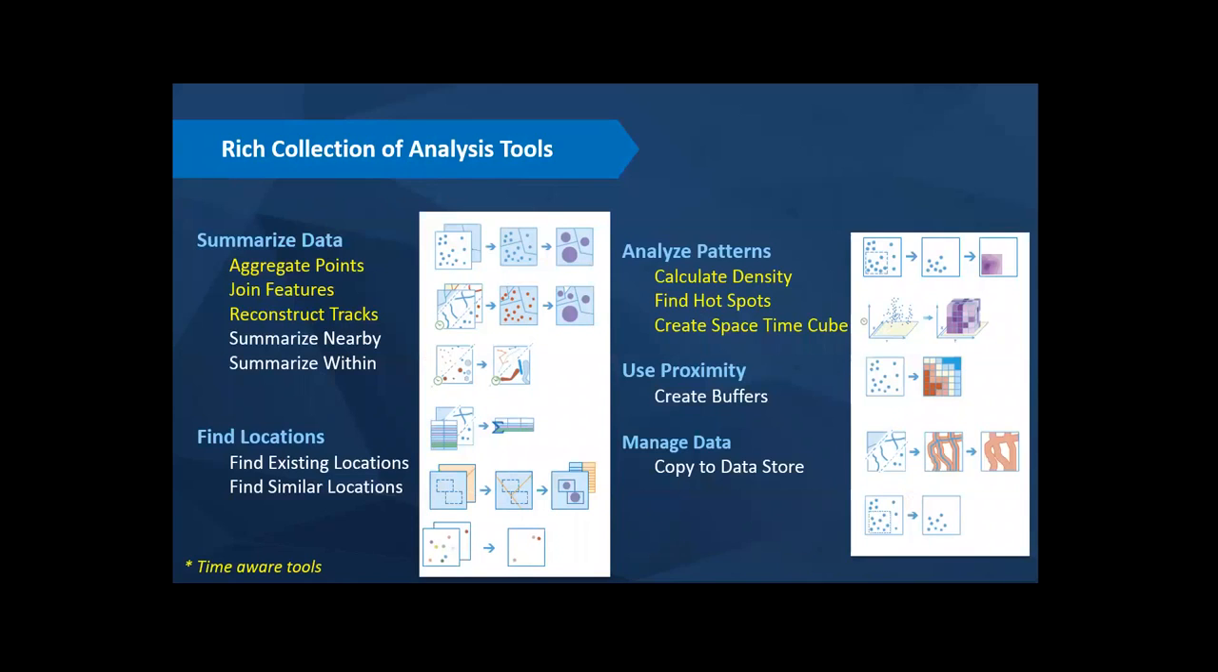At 10.5, ArcGIS introduces 11 new tools to help you. The focus at this release is on summarizing and aggregating your big data into meaningful insights to understand what is happening. So in terms of summarizing data, you have tools like aggregate points, join features, reconstruct tracks. And in terms of analyzing patterns, there are out-of-the-box tools like calculate density, finding hotspots, or even creating space-time cubes.